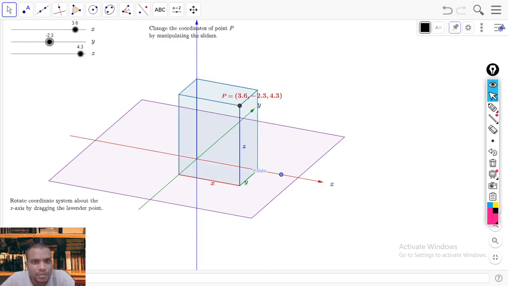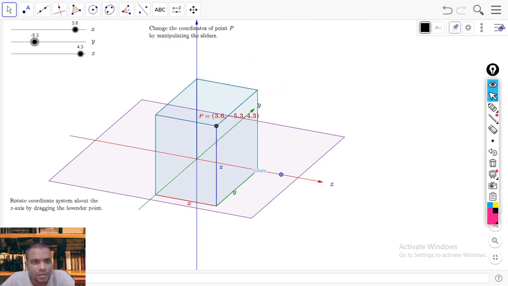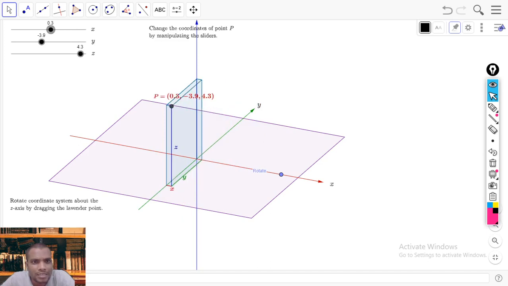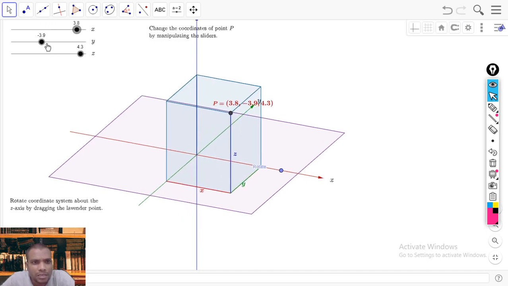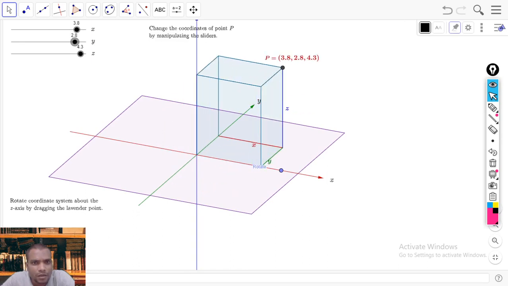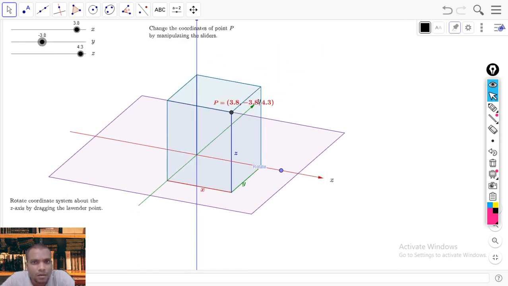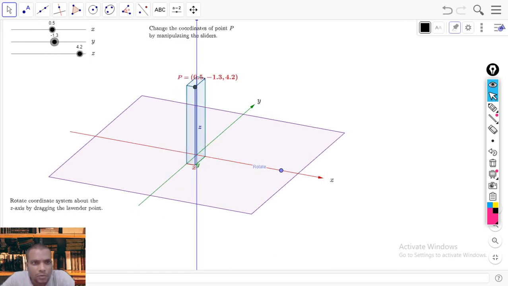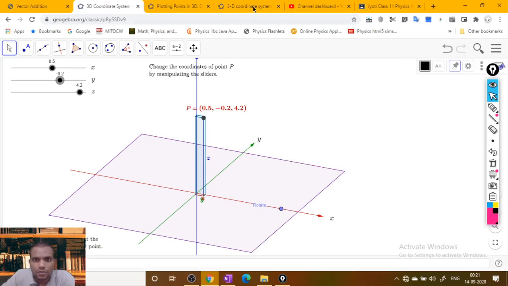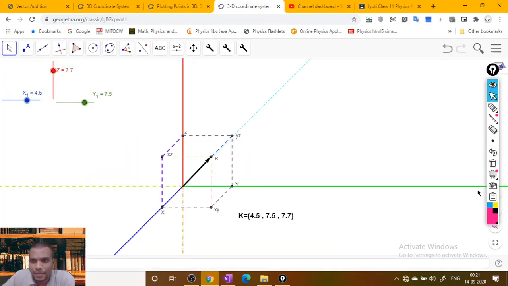Like this, if you change the location on the x, y or z axis, the corresponding location will also change. So this is preliminary knowledge about three dimensions. What about dealing with vectors? Suppose I take vectors in three dimensions.